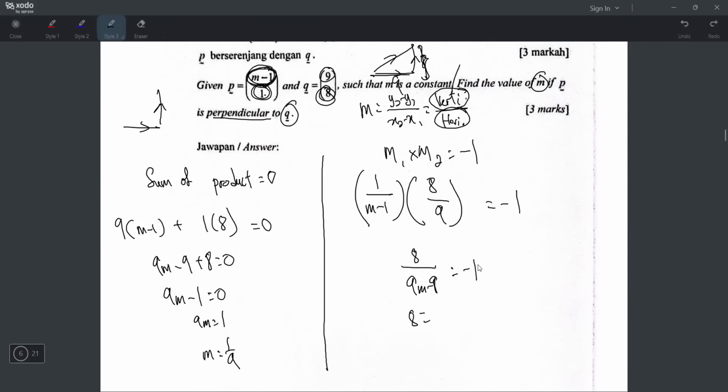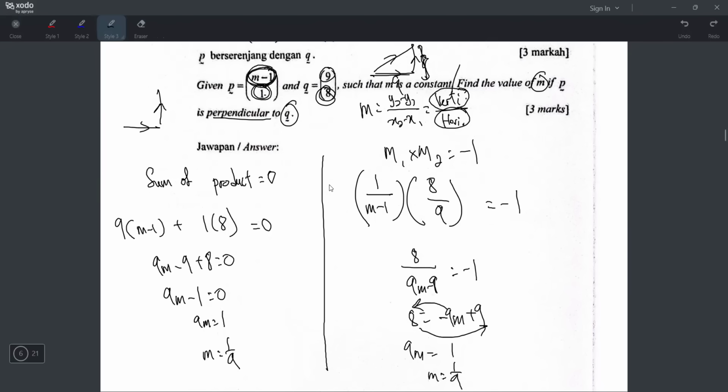So 8 equals -1 times 9m, which is -9m. -1 times -1 is +9. Okay, I want to find m, so let's make it positive. So it becomes 9m. So plus 8 moves over to become -8. 9 minus 8 is 1. m equals 1 over 9. Okay, you can see the answer is the same. Right? The answer is the same.